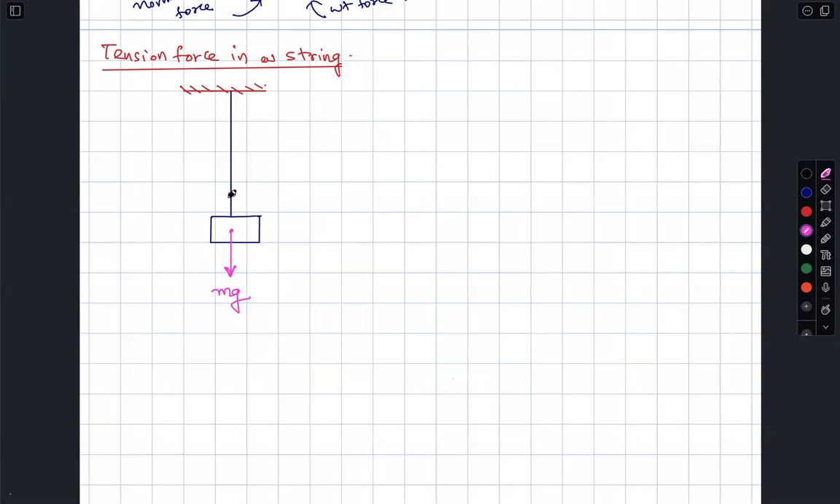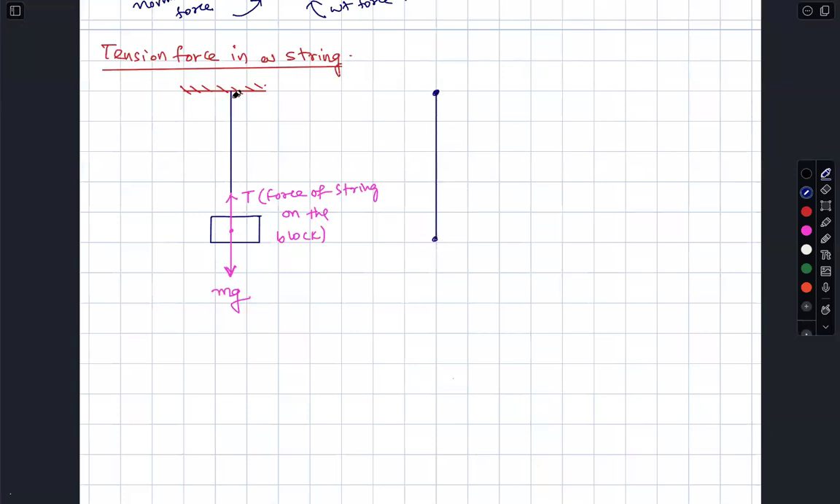Now remember, you are drawing the force exerted by the string on the block. This is the force of the string on the block. Right. This is acting on the block. Now you draw the free body diagram of the string.